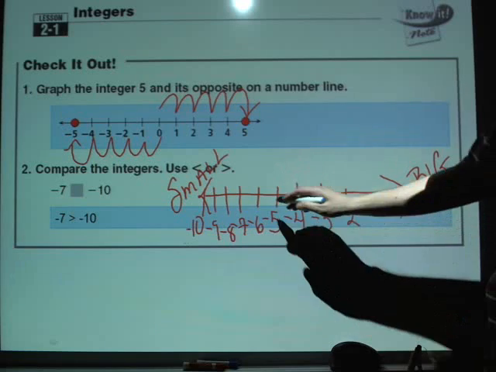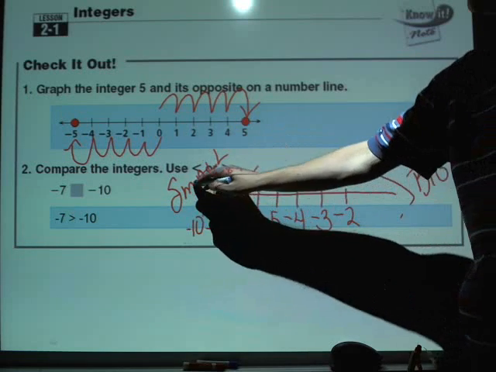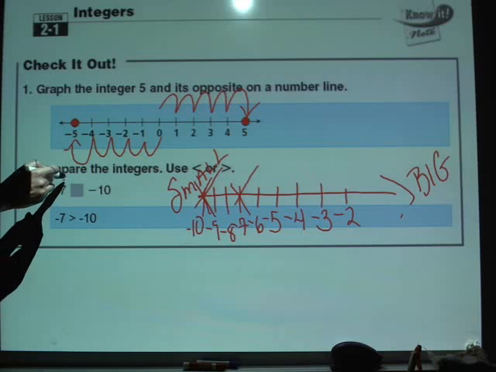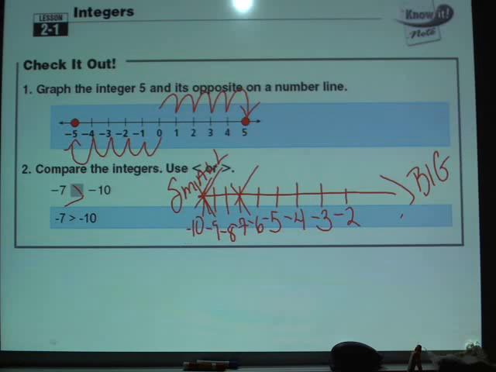So when I'm comparing negative 7 and negative 10, I see that negative 10 is further to the left. So it's the smaller number. Negative 7 is further to the right on the rough number line I just drew. Bigger numbers are to the right. And remember, the alligator always eats the biggest number. So in this case, when we compare the two, we're going to say that negative 7 is bigger than negative 10.